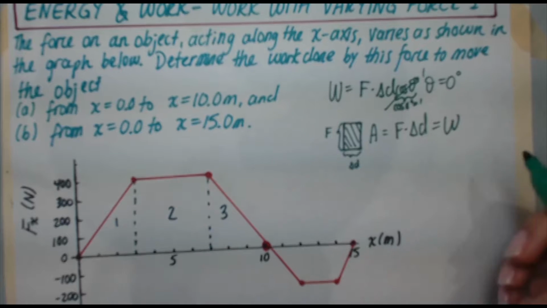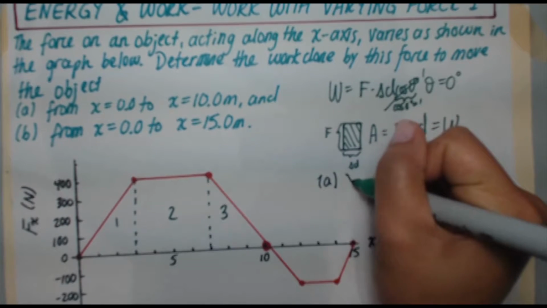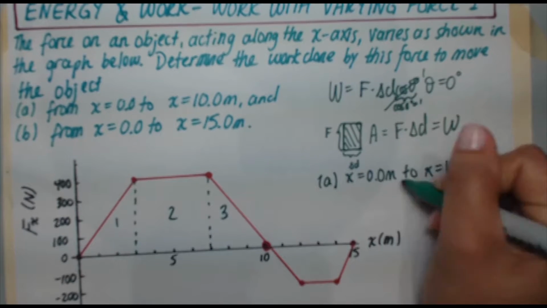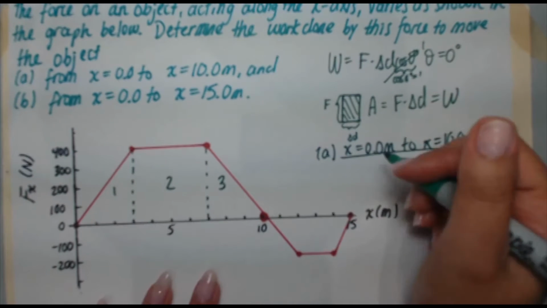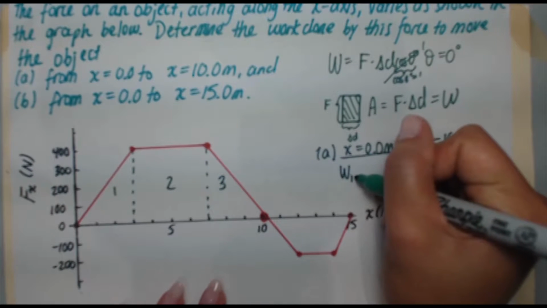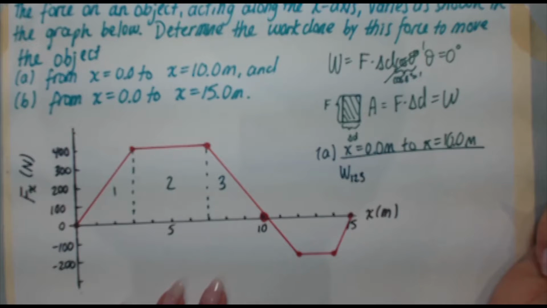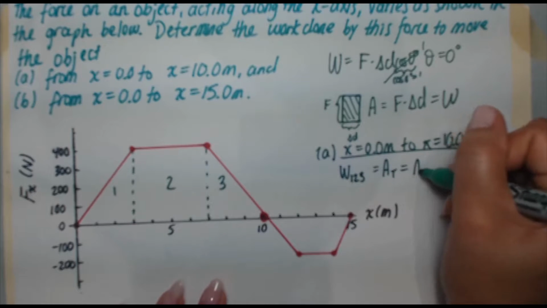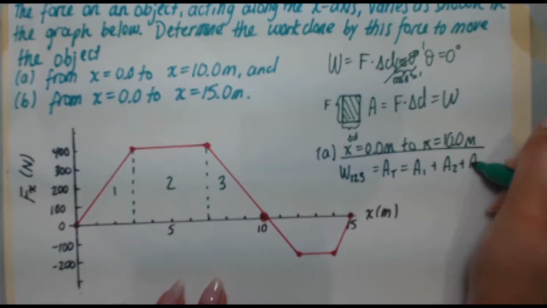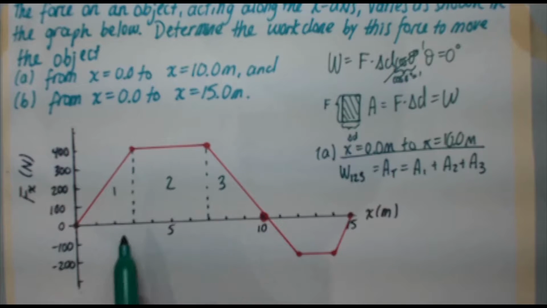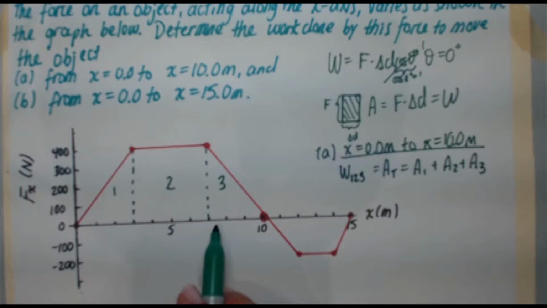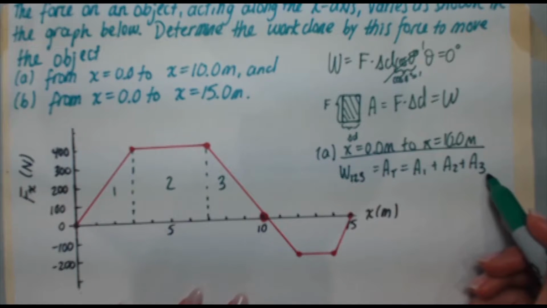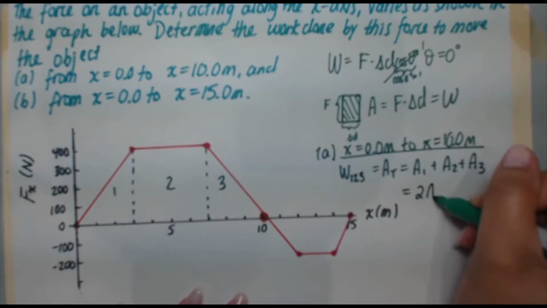So for part A, from x equals 0.0 meters to x equals 10.0 meters, to find the total work done, essentially what we're doing is finding the total area of parts 1, 2, and 3. I'll call it W123. That's going to be area 1 plus area 2 plus area 3. The nice thing here is that the base of triangles 1 and 3 is 3 and 3, and the heights are 400 and 400. So instead of adding A1 and A3, you can just double A1 and you'll get the same result.